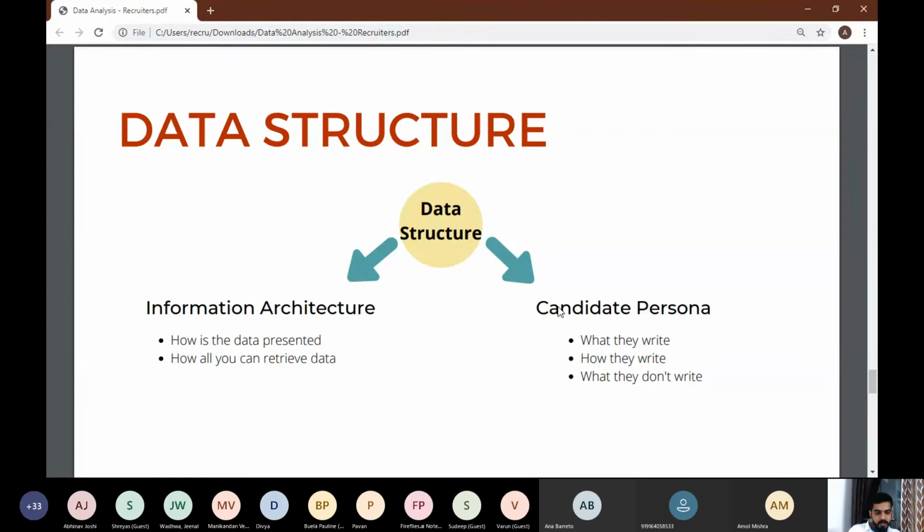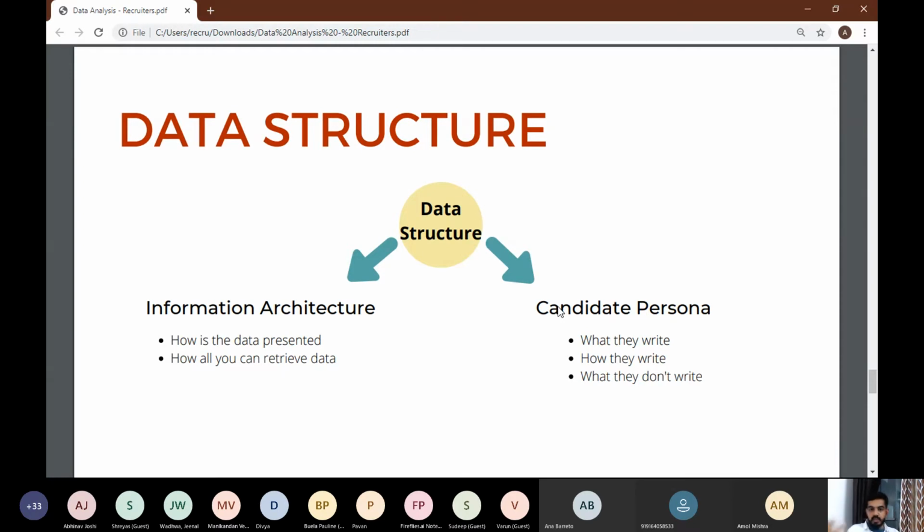Once you start looking at your sourcing more from a data-centric manner and less from a JD-centric one, you will become a more amazing sourcer. You will know how to look at information architecture, point one. And then candidate persona is very, very important. If you need to be an amazing sourcer, move from a JD-centric recruiter to a candidate-centric recruiter, wherein you should know candidate persona, what they write, how they write, and what they don't write.